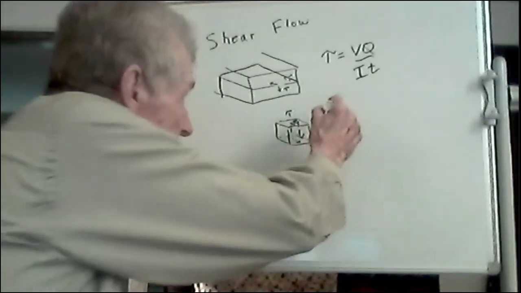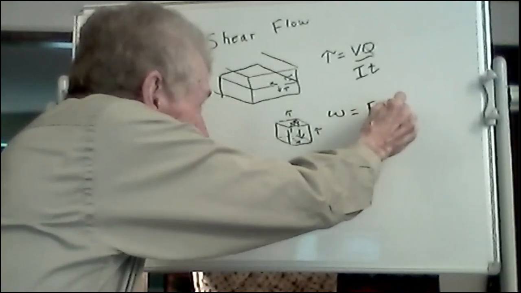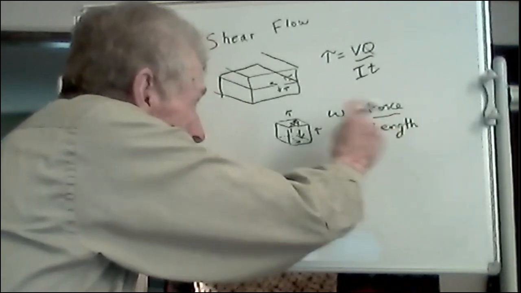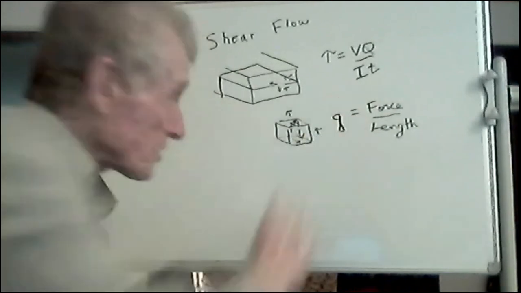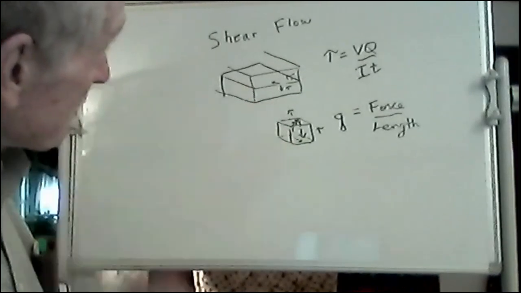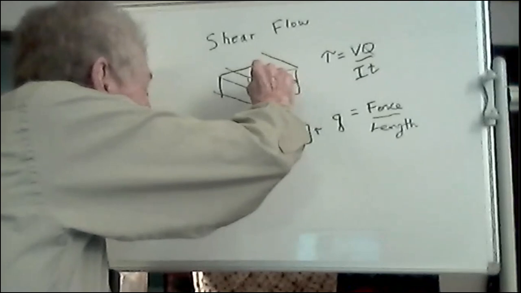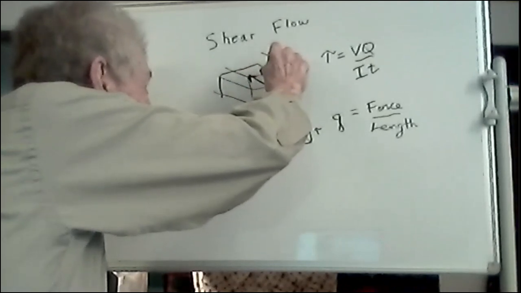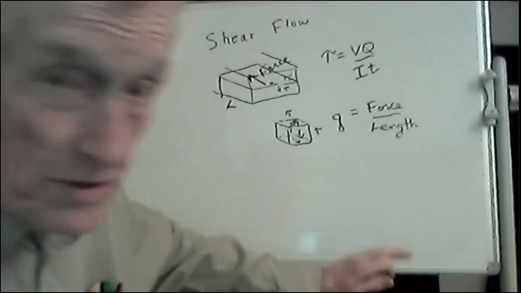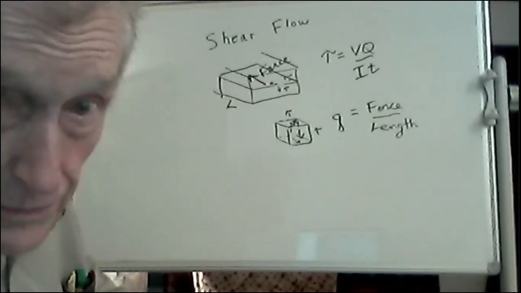And what shear flow is, it's the force divided by the length. The book uses a Q for shear flow, and it's the force acting on, well, if there's a shear stress acting on this bottom board, then there's a force acting on it like that. And the length of the board is just L. So the shear flow is the force per length.